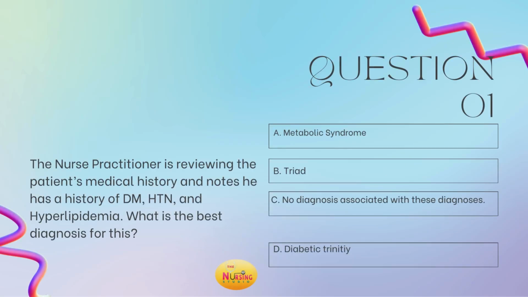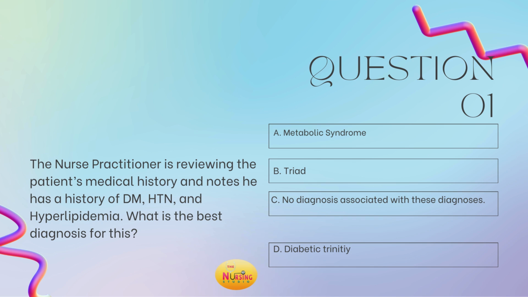Question number one states the nurse practitioner is reviewing the patient's medical history and notes he has a history of diabetes, hypertension, and hyperlipidemia. What is the best diagnosis for this? Is it A, metabolic syndrome, B, triad, C, no diagnosis associated with these diagnoses, or D, the diabetic trinity? Take a moment and tell me what you got in the comments, you guys.